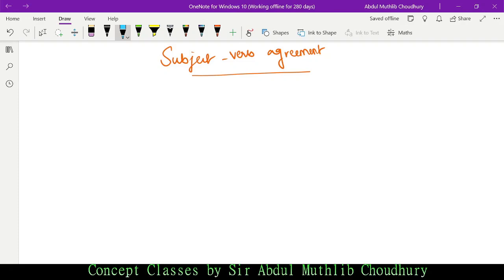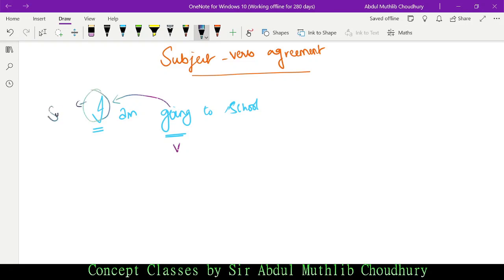So the subject verb agreement, when I say, I am going to school, okay, in this sentence, what is the main verb? It is going, right? Going is the main verb. Now who is going to school? It's the I. So I becomes the subject. Always remember, in a sentence the subject belongs to the main verb, not the helping verb.